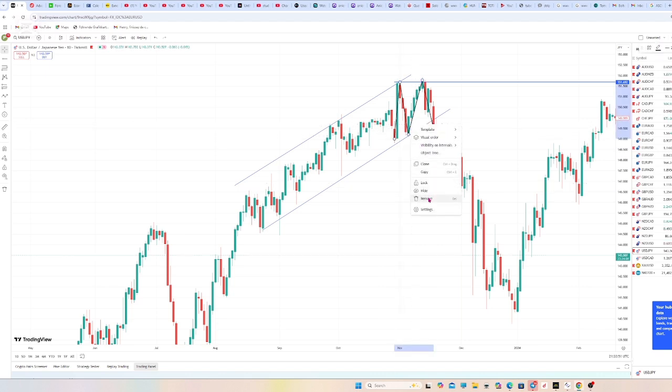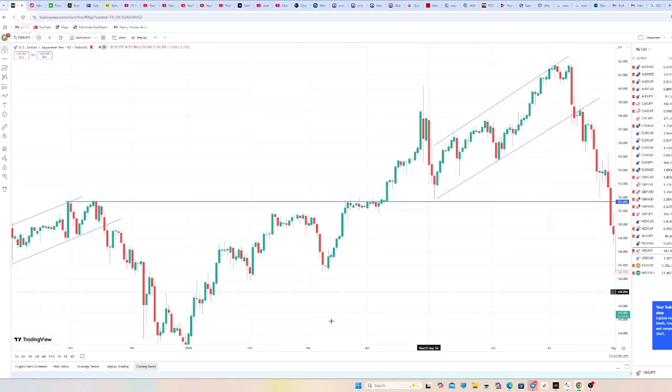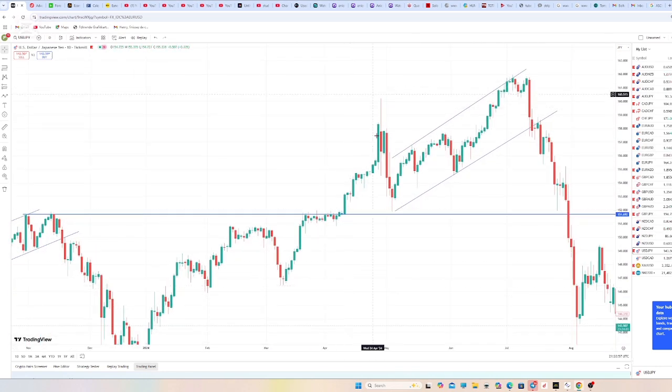Okay, so let's proceed. Again, what happened? Price pushed up and came back down. And what do we notice? We notice price again moving in a structural manner, giving us a channel.